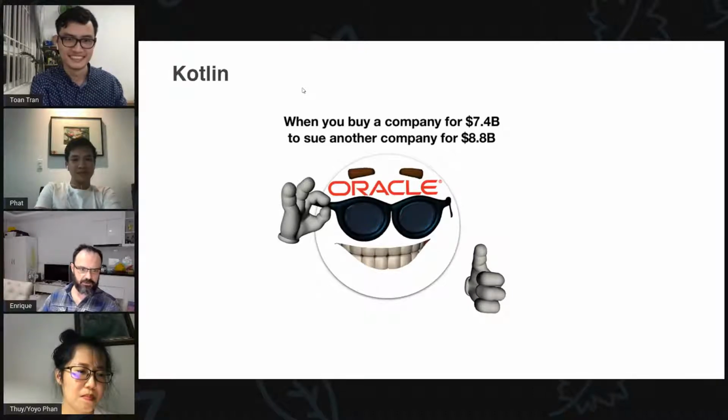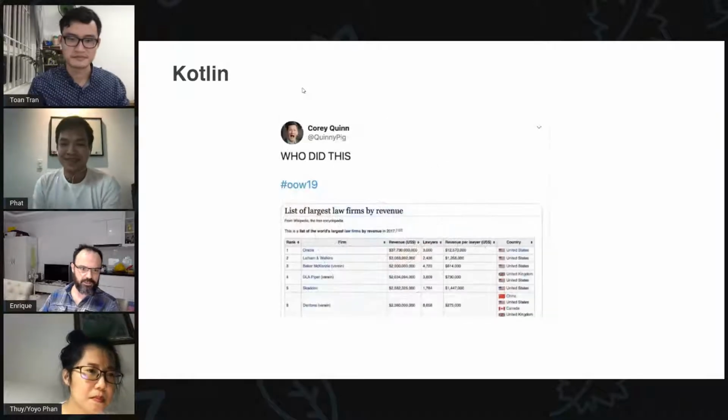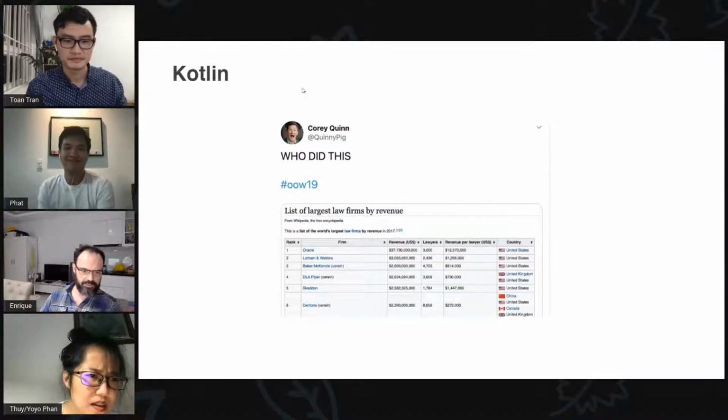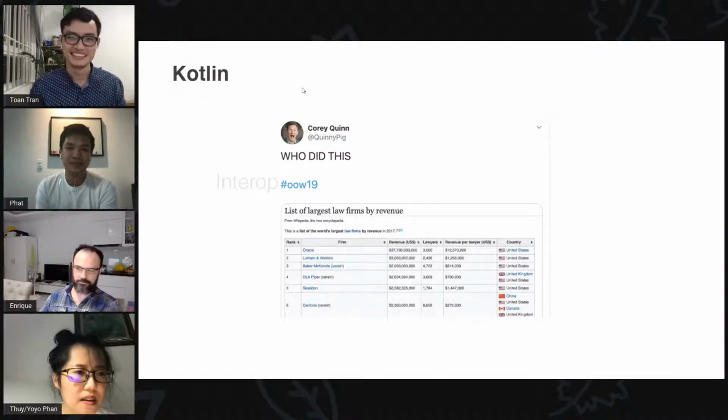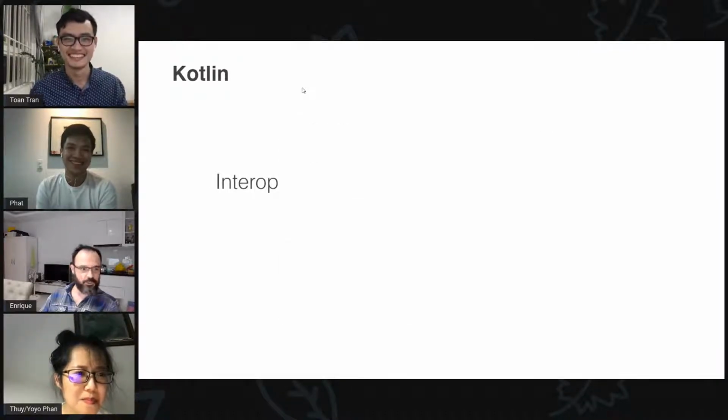And Oracle essentially now is a company that buys other companies in order to use their copyrights and patents and demand them. In fact, somebody went to Wikipedia and changed the entry of the largest law firms by revenue and put Oracle at the top, since they essentially have now more lawyers than developers or technicians. Kotlin, as you know, it can interoperate.